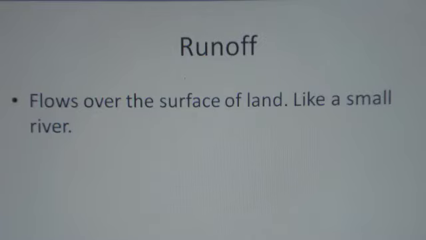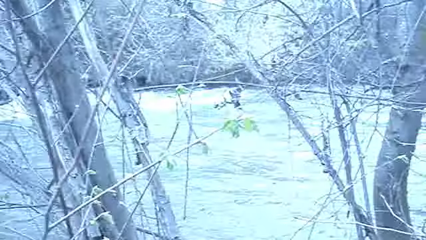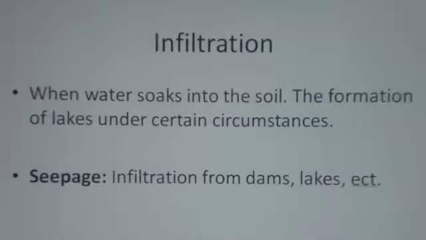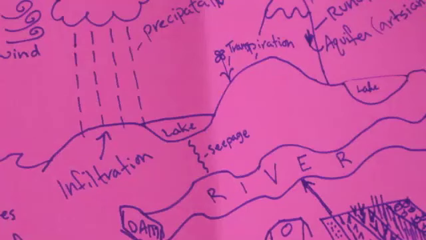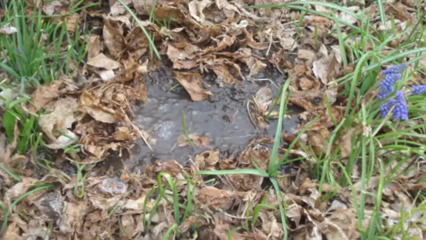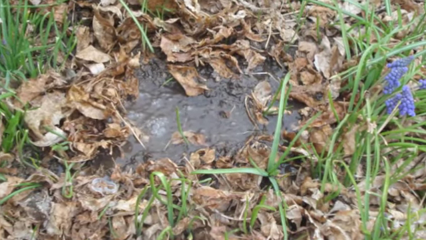Runoff is precipitated water that flows over the surface of the land. Infiltration is when water soaks into the soil from precipitation. It can create lakes under certain circumstances. For example, Dry Lake in Sardine Canyon. There is also seepage, which is infiltration from dams, lakes, etc.